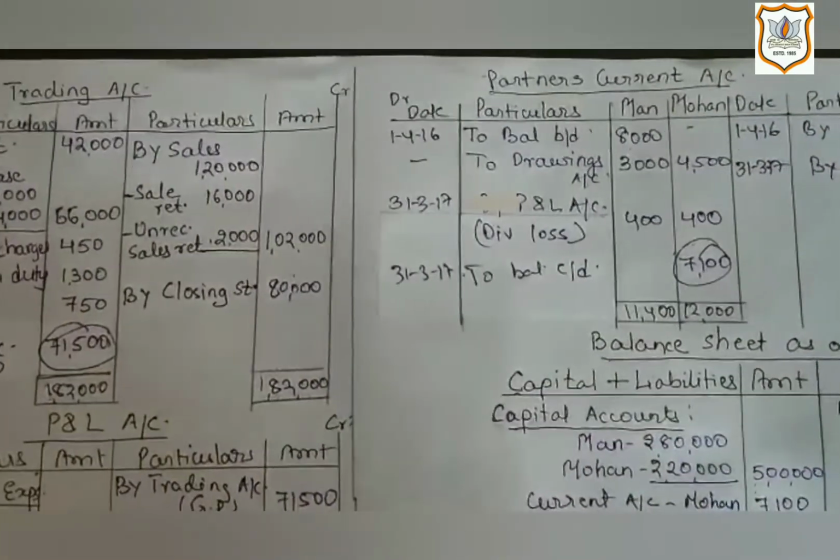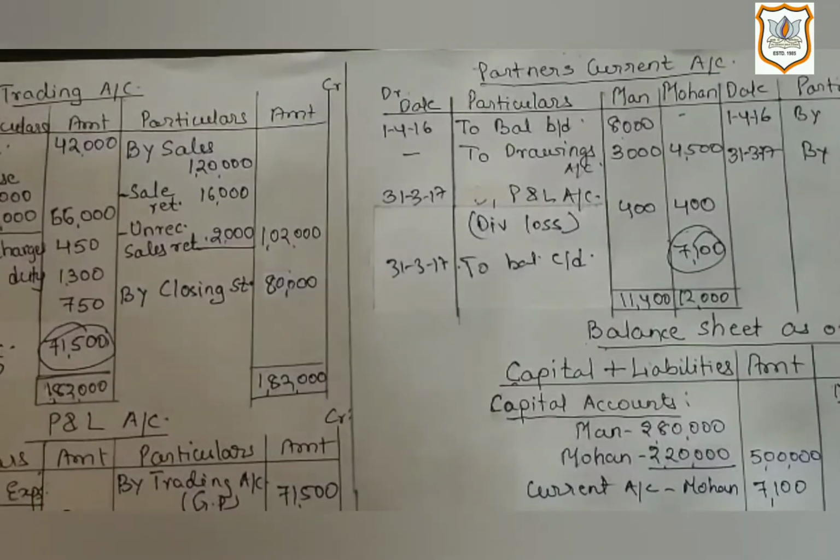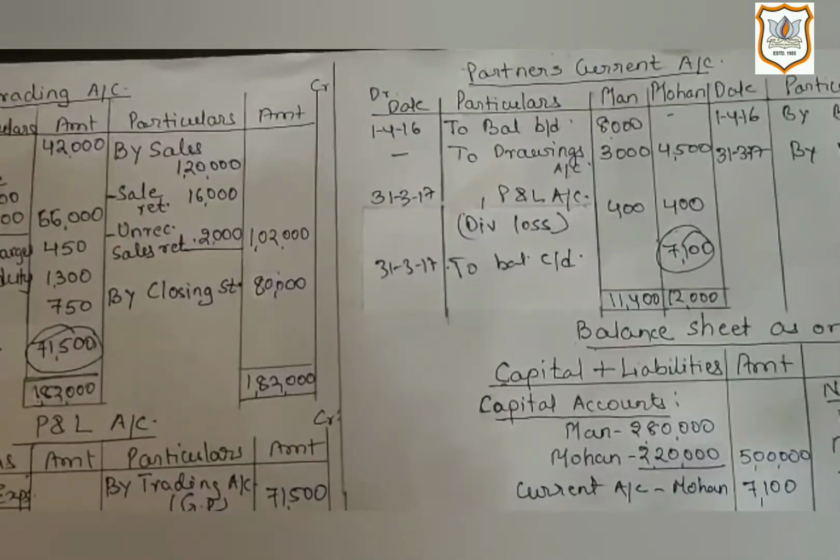So this is how partnership final accounts problems get solved. Hope you guys have understood. Here your second chapter gets completed.